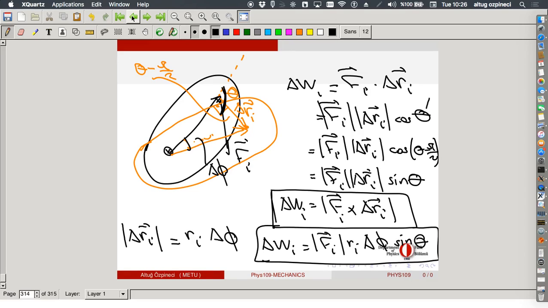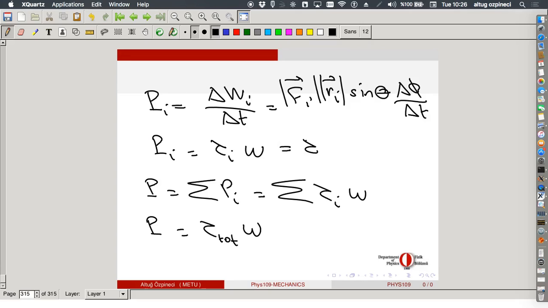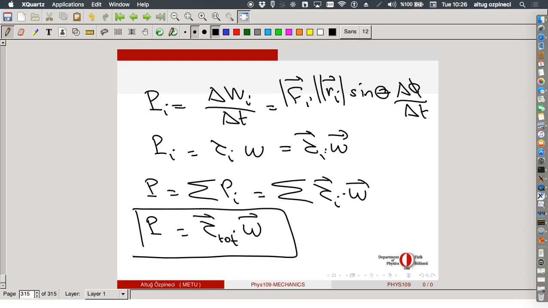Well, what is the direction of the angular velocity? Remember, delta phi is rotating from here to here. It's also in the same direction. So the torque and the angular velocity are in the same direction. So this is their scalar product. So the power of all the forces acting on a rigid body is determined by the torque acting on the system, not by the total force.